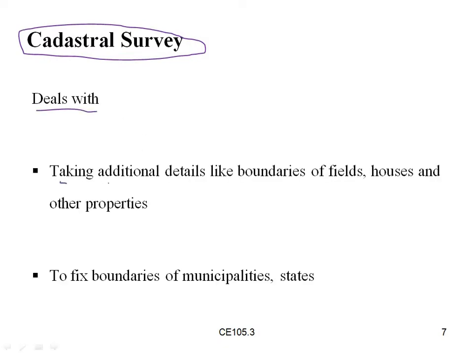And next one is cadastral survey. What is cadastral survey? It deals with taking additional details like boundaries of fields, houses and other properties. Taking additional details means taking the data of others. They take the boundaries of fields, and from the boundaries of fields they take the points, and at the houses also the points are located. So this is the cadastral survey.